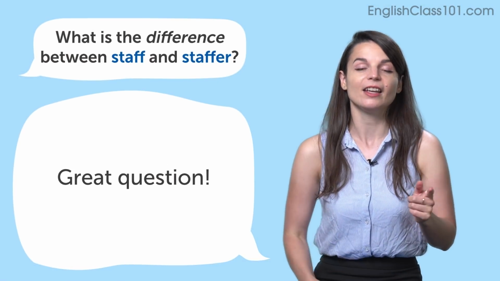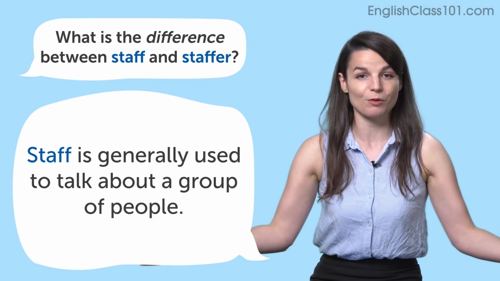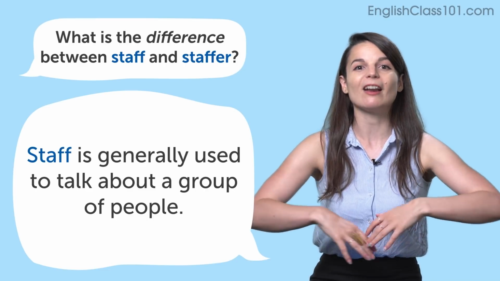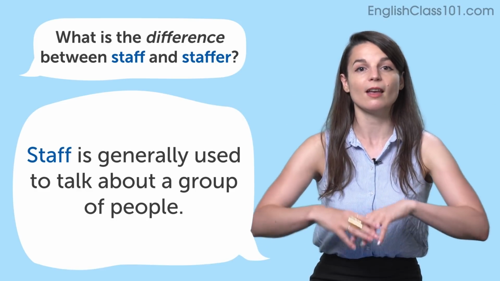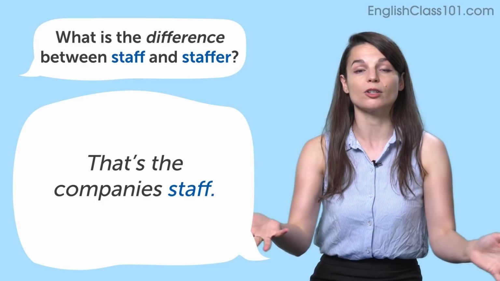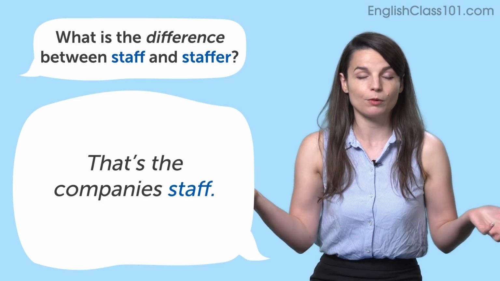Great question, yeah. So staff generally is used to talk about a group of people, right? The people who work at a company or an organization. We're talking about everybody there, all of the employees, all of the members. We say that's the company's staff. Those are the people that work there or they belong to the organization. So we understand staff as a group of people, right?